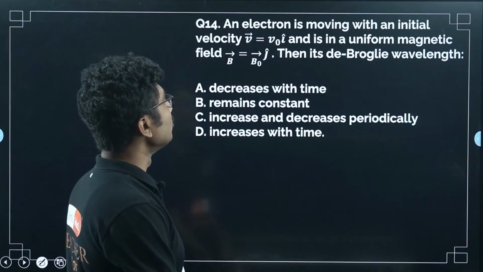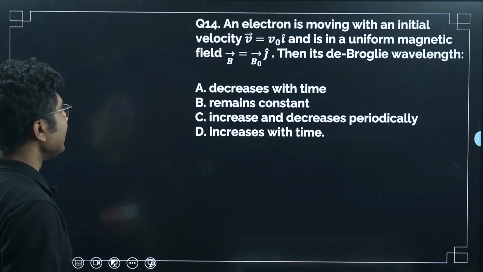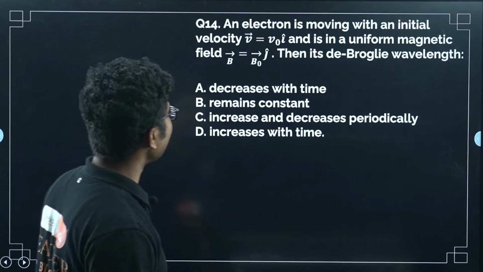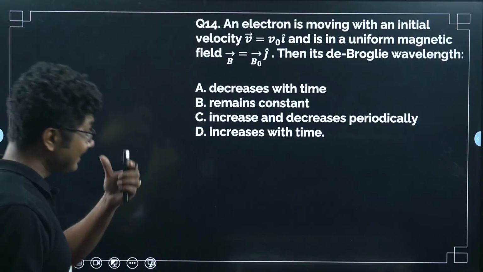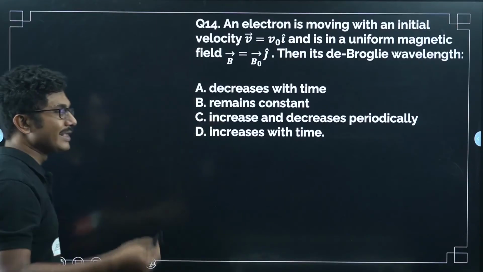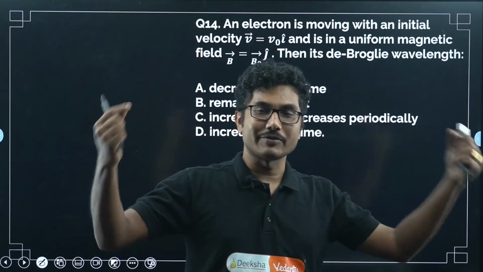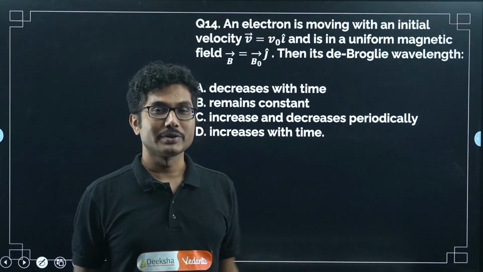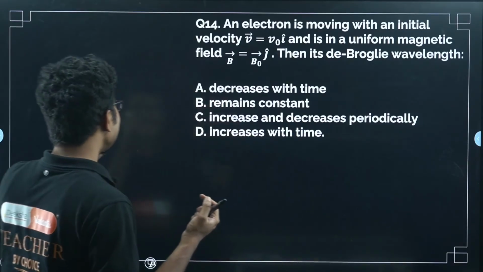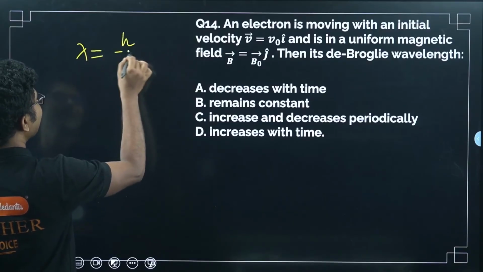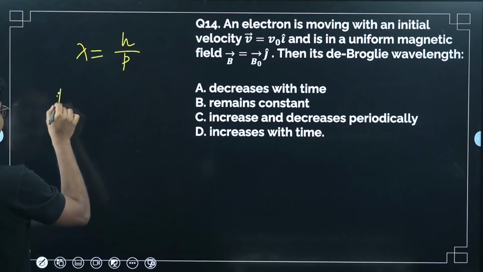Okay, understood? Now let's move on. An electron is moving with an initial velocity v equal to v naught i and is in a uniform magnetic field B equal to B naught j. Then the de Broglie wavelength. Very interesting question. You might be thinking, oh my god, this is a very difficult question. We have to calculate the force acting, qBv, then we have to do something, but nothing. What is the de Broglie wavelength? De Broglie wavelength is nothing but h by p.